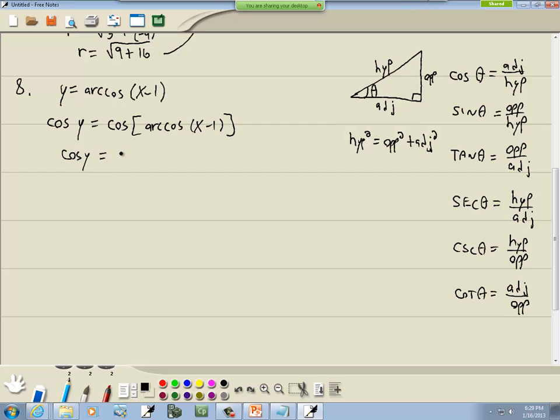Cosine and arc cosine cancel each other out, and we got x minus 1. Now, we need cosine to be in a fraction form. You can always create a fraction by putting it over 1. So I'll put that over 1.